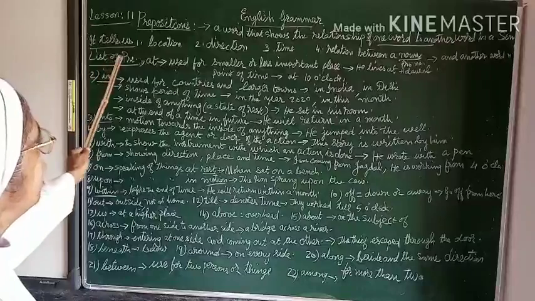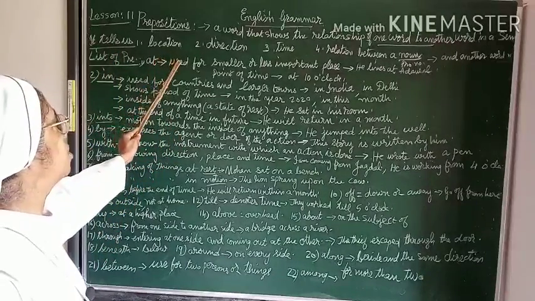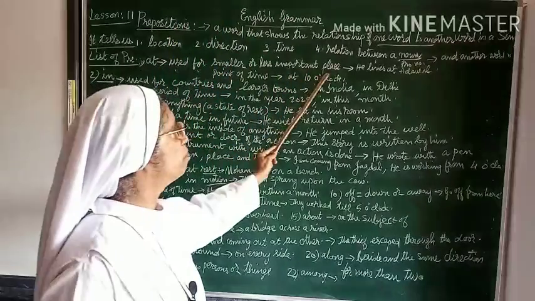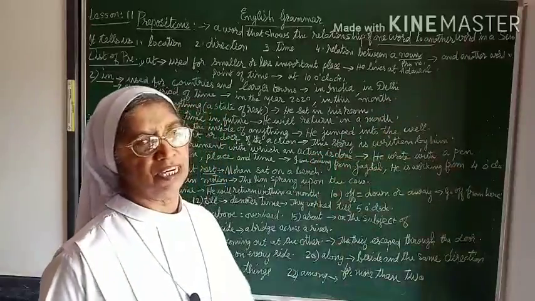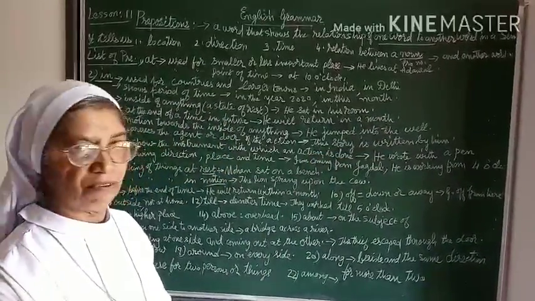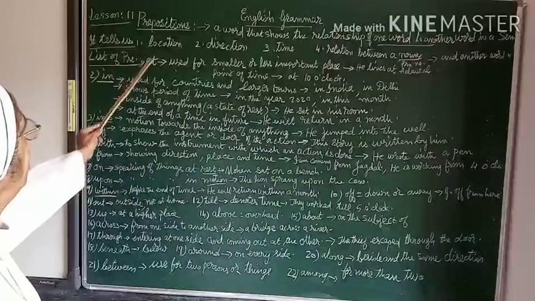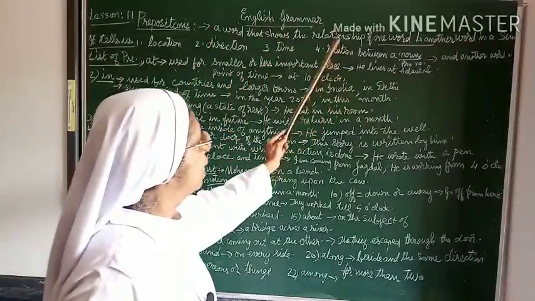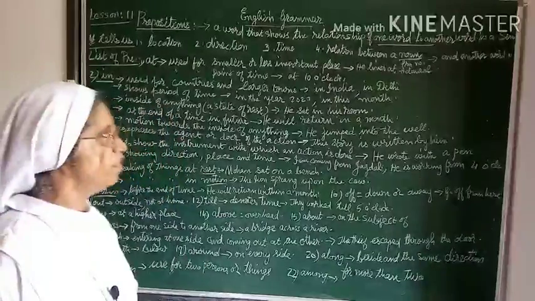Now, this preposition speaks to us about location, direction, time, and the relation between a noun or pronoun and another word. A noun or a pronoun has what relationship with another word? So this is what a preposition shows. Four things. What are they? Location, direction, time, relation between a noun or pronoun with another word.